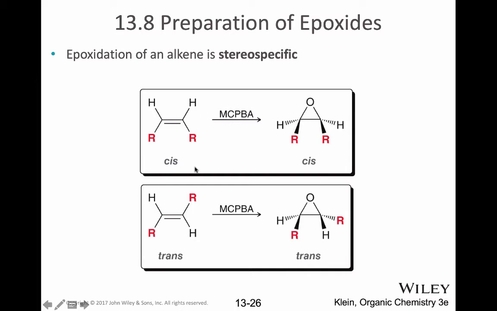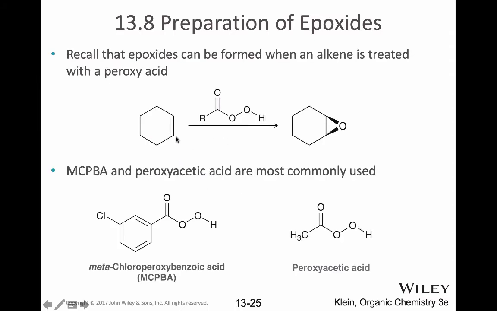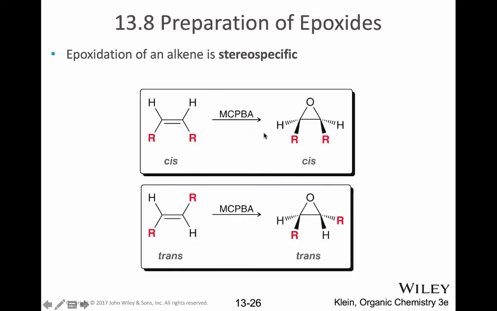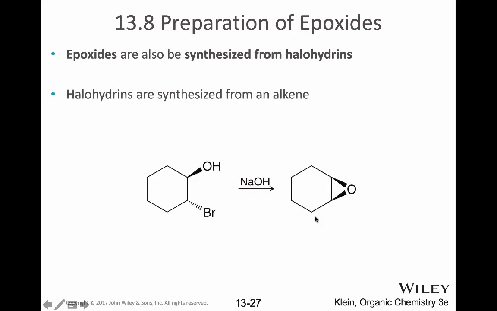Because of this syn addition, these reactions are stereospecific. You can see this stereospecificity really easily in these cyclic systems. This is also still stereospecific in acyclic systems. So notice that when you do the epoxidation of the cis alkene here, the R groups end up on the same side of the three-membered ring. If you start with the trans alkene, the R groups end up on opposite sides of the epoxide there.